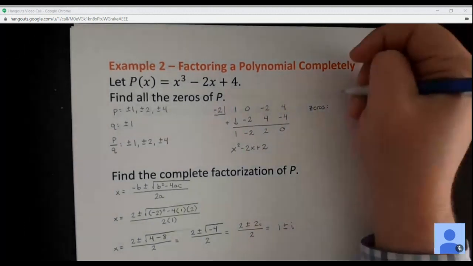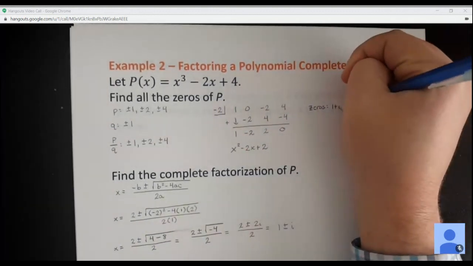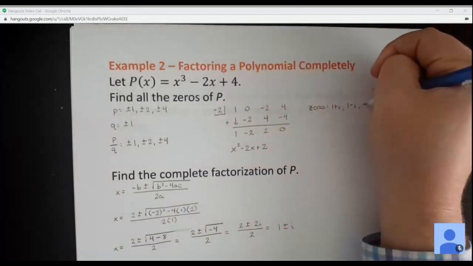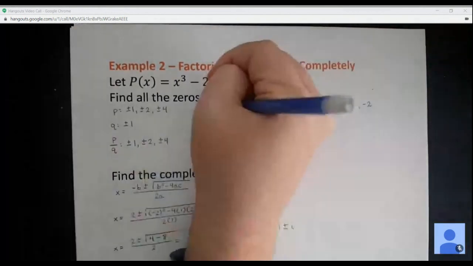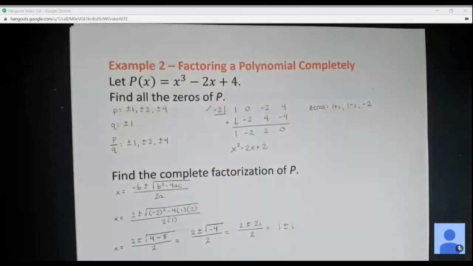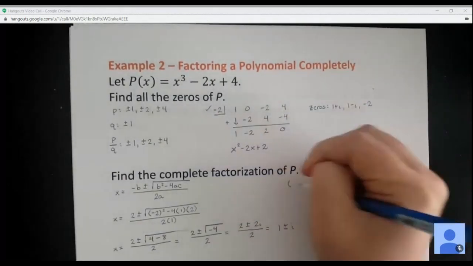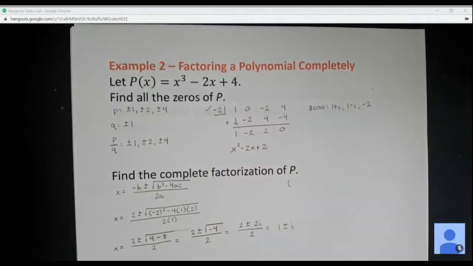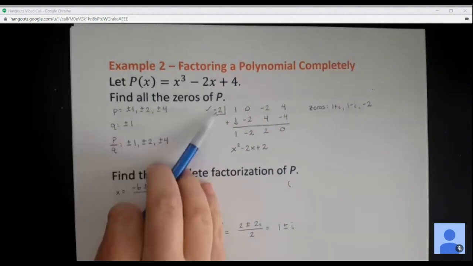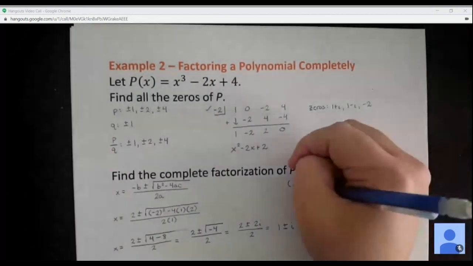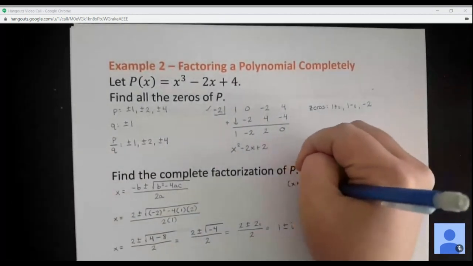Good. So we have 1 plus i, we have 1 minus i, and we have the negative 2 that we found over here because we said that one checked out. So that's our list of zeros. And now if we want the complete factorization, let's start our factors down here. What's the first factor that we're going to get just from the negative 2? x plus 2. Good. And so we know that's one of our factors.